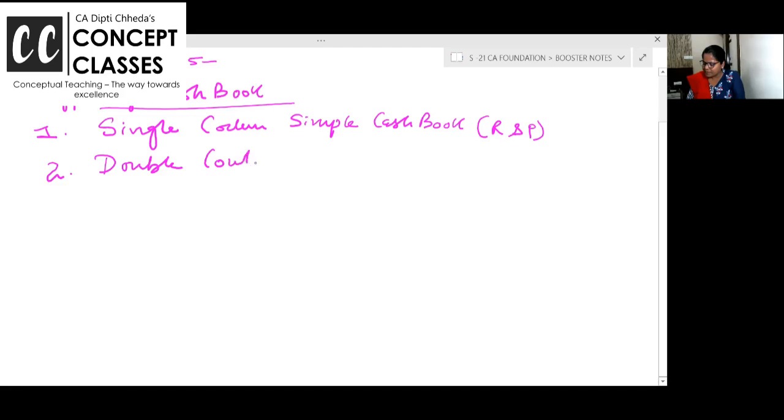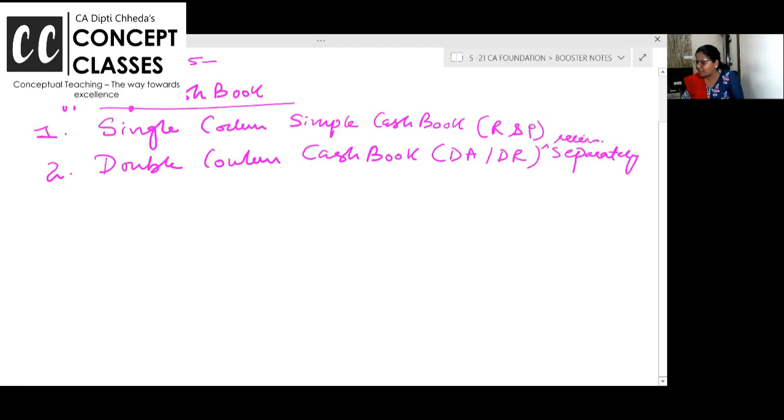double column cash book. You will make a separate column for discount allowed and discount received, recorded separately. Discount allowed and discount received have a separate column. See, I am making you 45 rupees payment in full and final settlement of 50. So I am receiving 5 rupees discount. So one more additional column we will make.